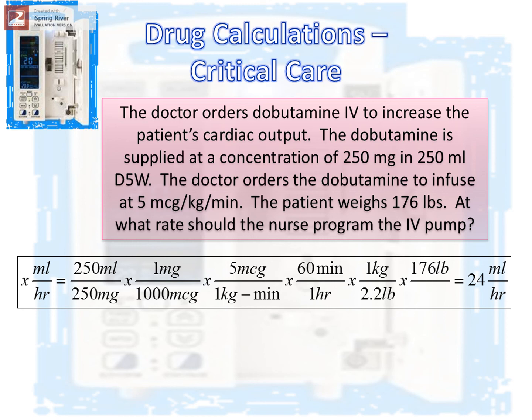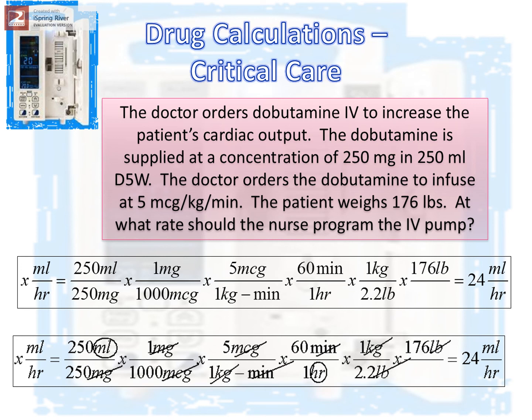Where do we see milligrams in the problem? We don't, but we do see micrograms, and we know we can convert milligrams to micrograms, so we'll use our conversion factor. 1 milligram over 1,000 micrograms. Do we want micrograms on the bottom? We do not. It's not part of our requested unit, so we'll put micrograms on top. Where in the problem do we see the micrograms? 5 micrograms per kilogram per minute. And so we'll put that on the bottom.